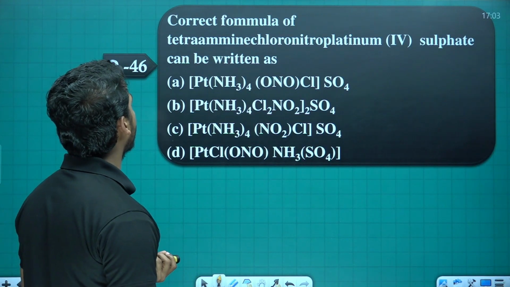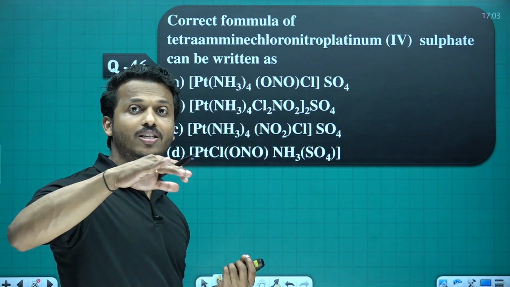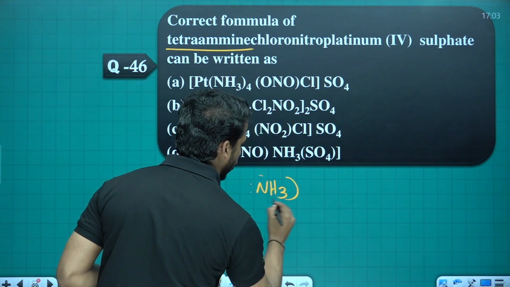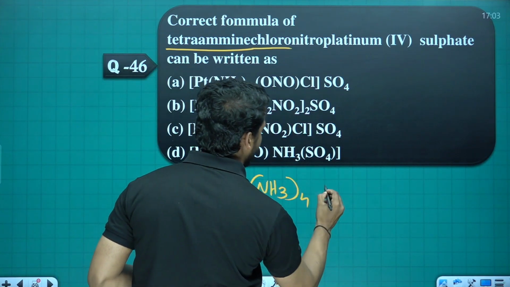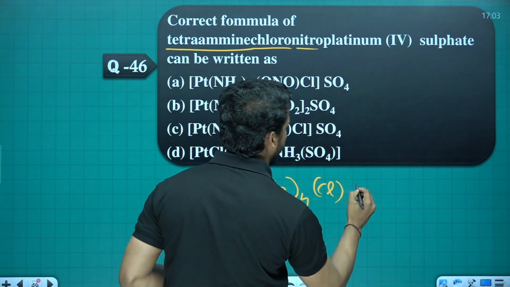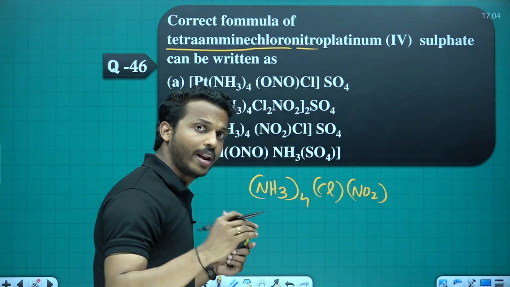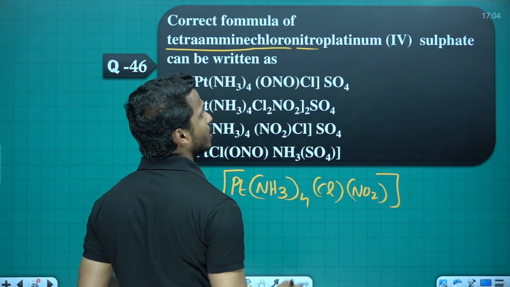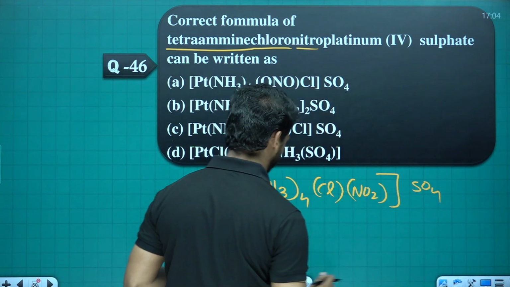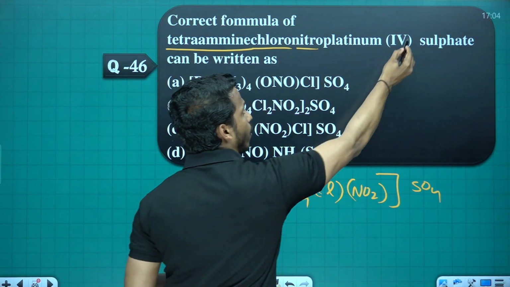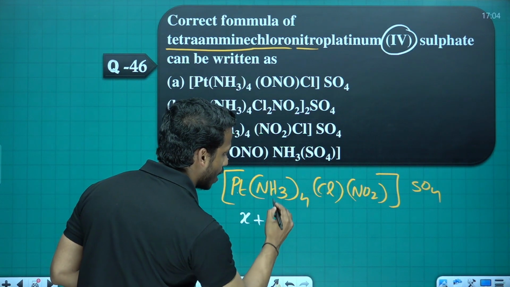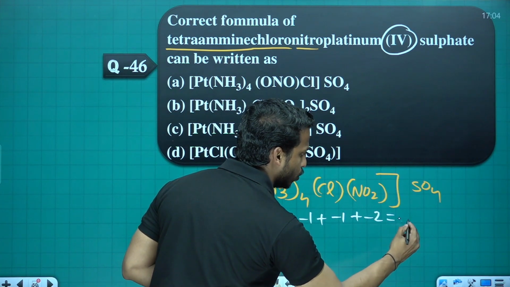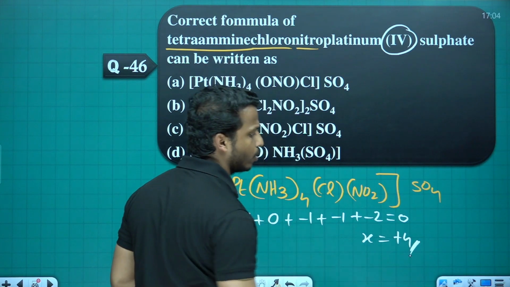Now, what is the correct formula of the complex? They ask you name to structure, structure to name. Okay, careful. Tetraammine. What is tetraammine? NH3 4 times. Chloro, that means 1 chlorine is there. Nitro means NO2, or we normally call nitrito-N. Platinum, Pt is the metal atom. And 4 is the oxidation state and sulfate is outside. We need to get overall charge 4, right? Please check it all. Platinum, tetraammine 0, 1 chlorine -1, NO2 -1, sulfate is -2. Yes, overall we are getting +4. No need to make any adjustment.